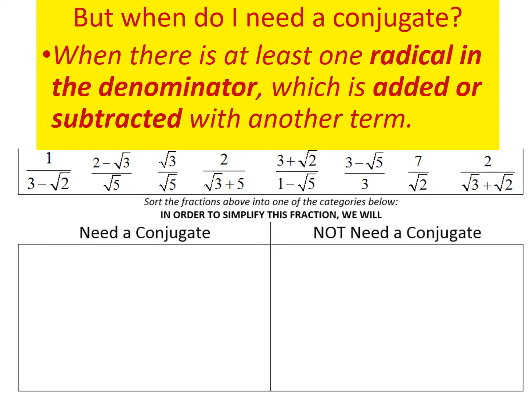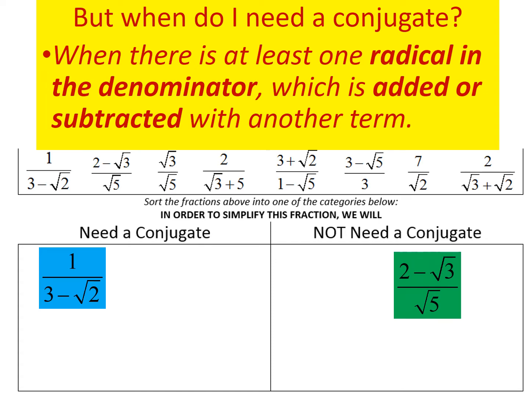So, when do I need a conjugate? When there is at least one radical in the denominator which is added or subtracted with another term. So let's take a look. So let's look at the first one. Yes, we need a conjugate because we have a number minus a radical. Here we don't need a conjugate.